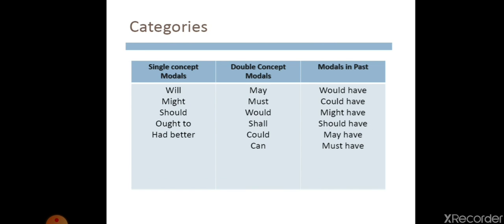Now see the categories. In single concept modals, we have modals like will, might, should, ought to, had better. In double concept modals, we have may, must, would, shall, could, can. And the modals that are used in the past are would have, could have, might have, should have, may have, must have. Now let us go to the next slide.